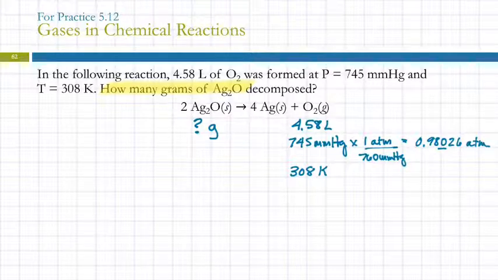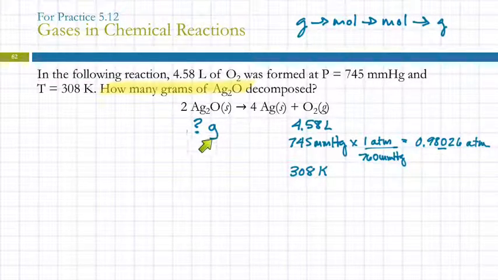So this is stoichiometry. So I'm going to think grams to moles to grams. At the end, I want grams, so this is good. At the beginning, though, I'm not given a mass. I'm given a volume, a pressure, and a temperature.